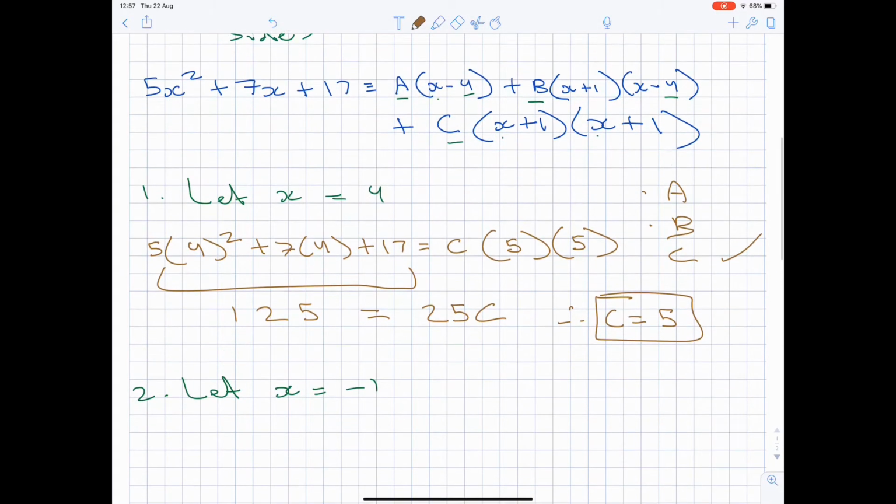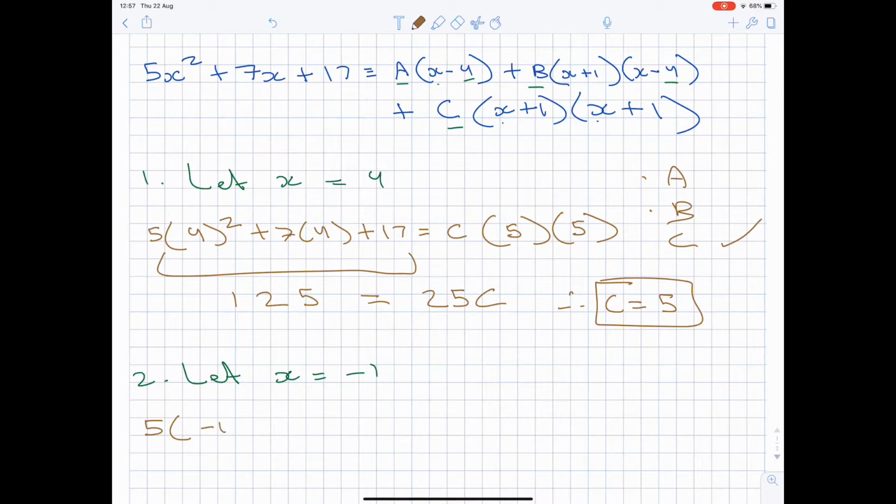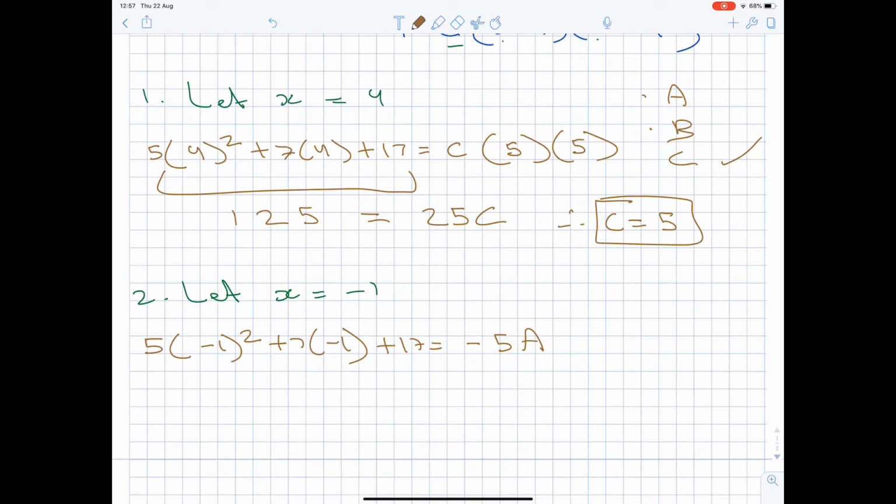And switch to brown, and same with the left hand side, so we're just going to do 5 times minus 1 squared plus the 7 lots of minus 1, add the 17. See what we get here now. So minus 1 minus 4, that's going to leave us with minus 5A, and the rest cancels out when you put minus 1 in. So breaking this down, I'm just going to put the left hand side on a calculator, so if you just bear with me 1 second. So 5 lots of minus 1 squared, minus 7, plus 17.